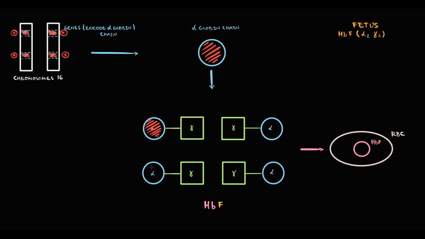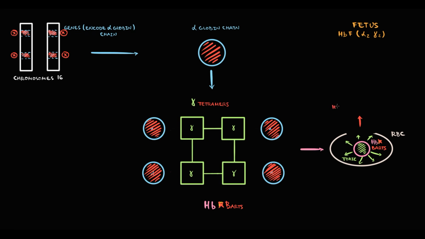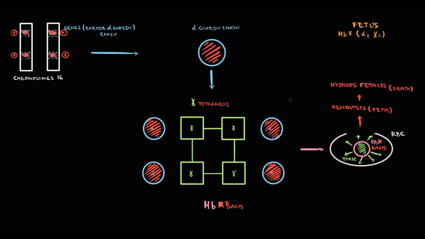And without alpha-globin chains, gamma-globin chains have no option but to bind to each other. This results in formation of gamma-chain tetramers, and hemoglobin that is composed of gamma-chain tetramers we call Hemoglobin Barts. The problem with Hemoglobin Barts is that this type of hemoglobin is extremely toxic for red blood cells. As a result, hemolysis of red blood cells occurs, and massive hemolysis of red blood cells in fetus manifests as Hydrops fetalis, which is an absolutely lethal condition.